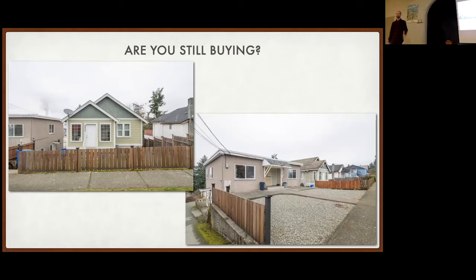Anyone have any other questions? Yeah. You bought it at market value. Could you have negotiated lower because it was tenanted fully, or was that not even an option?